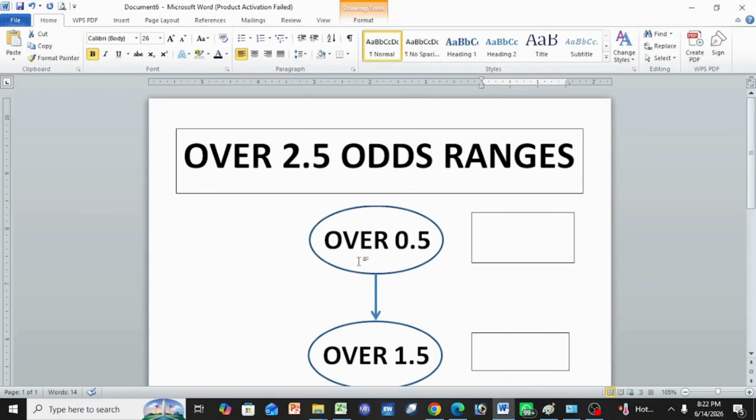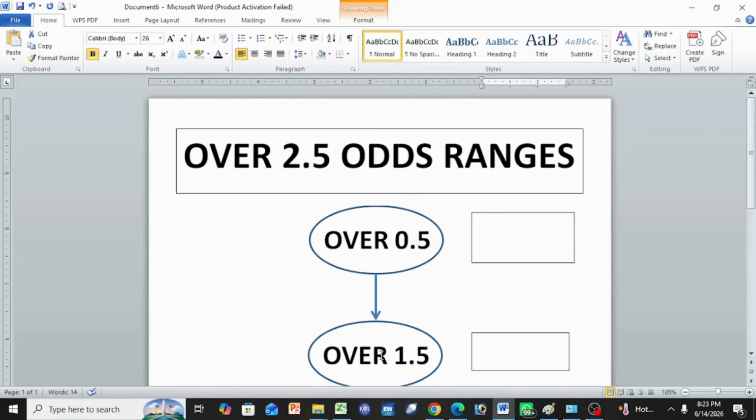In this video, I'm going to teach you the most powerful and effective odd range for over 2.5. So if you are a lover of over 2.5 goals, stay tuned. I'm going to explain to you the most powerful odd ranges for over 2.5 goals. And before I do that, I would like to show you a proof why I believe in odds.